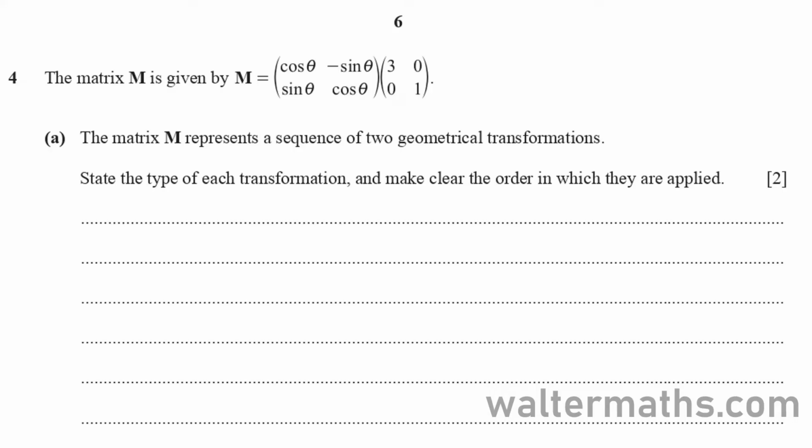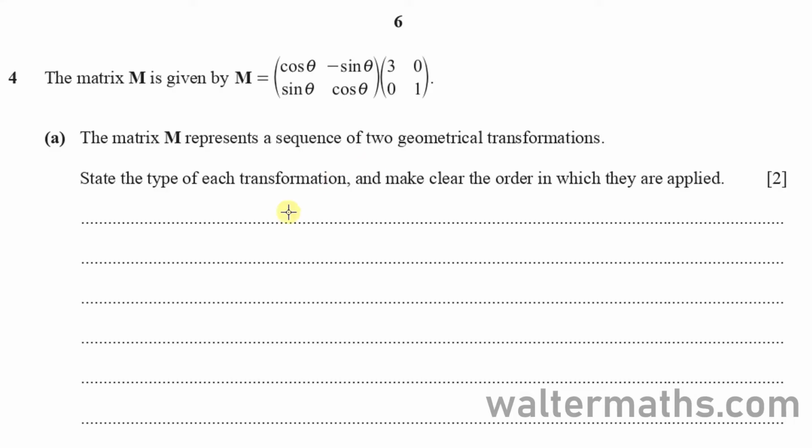Question number 4. The matrix M is given by M is equal to the matrix with elements cos theta, minus sin theta, sin theta, and cos theta, pre-multiplying the matrix with elements 3, 0, and 0, 1. On A, the matrix M represents the sequence of 2 geometrical transformations. State the type of each transformation and make clear the order in which they are applied.